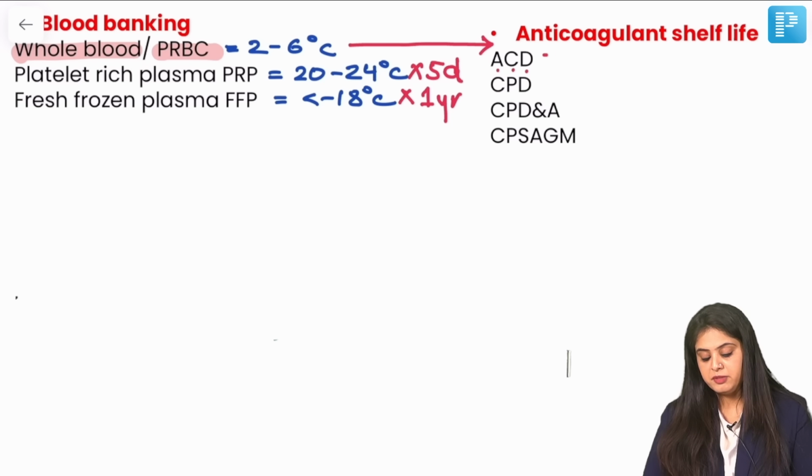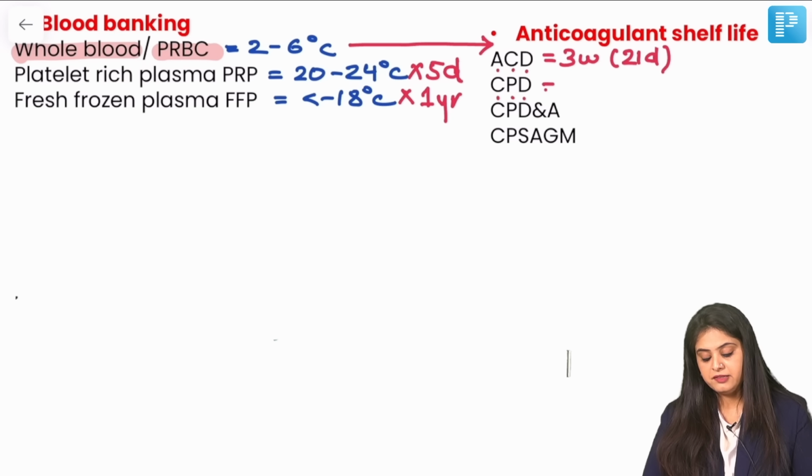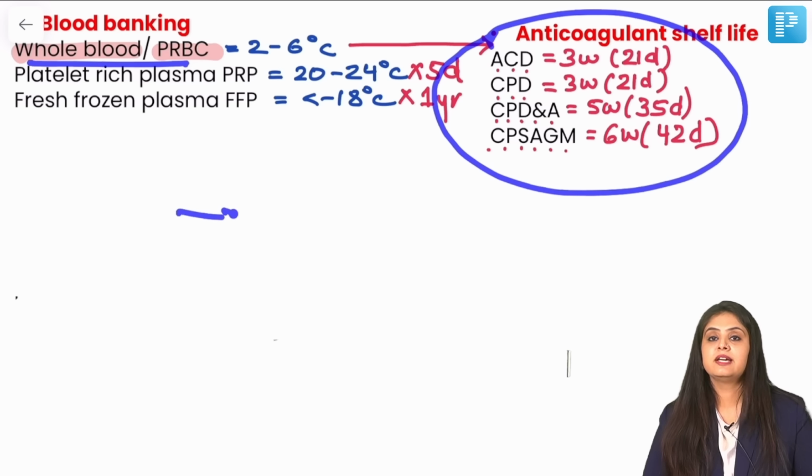If ACD has been used, shelf life is 3 weeks, so keep converting to days because the examiner writes days. If shelf life of CPD is asked, again 3 alphabets, 3 weeks, 21 days. If shelf life of CPDA is asked, that is going to be 35 days, and if the shelf life of CPD SAGM is asked, then that is going to be 6 weeks or 42 days. So shelf life of red blood cell will entirely depend on which anticoagulant has been used.